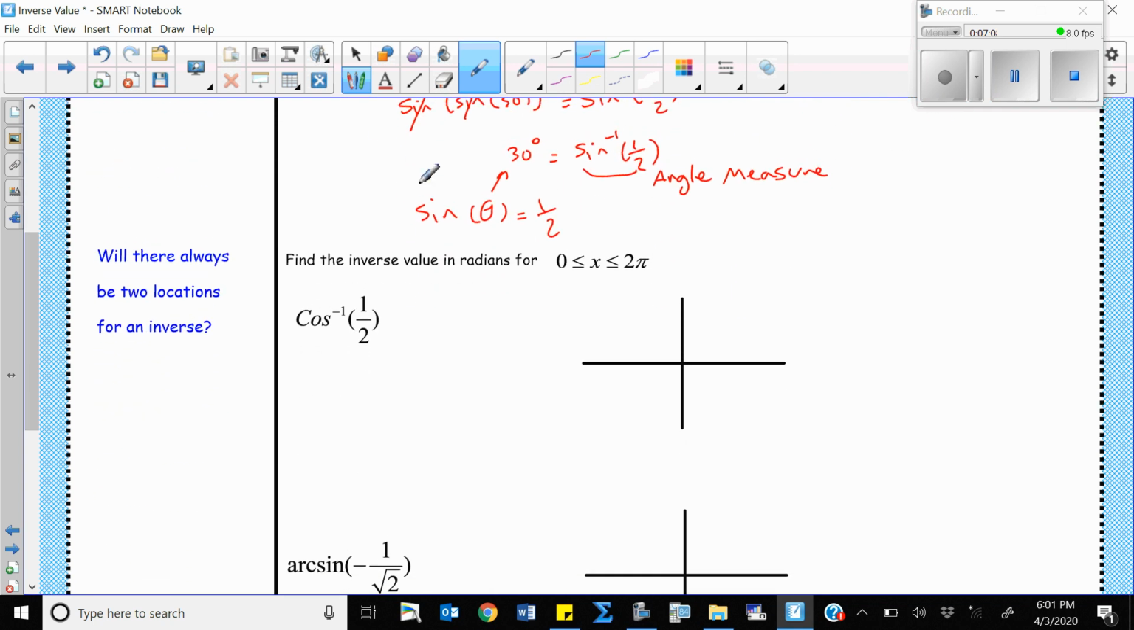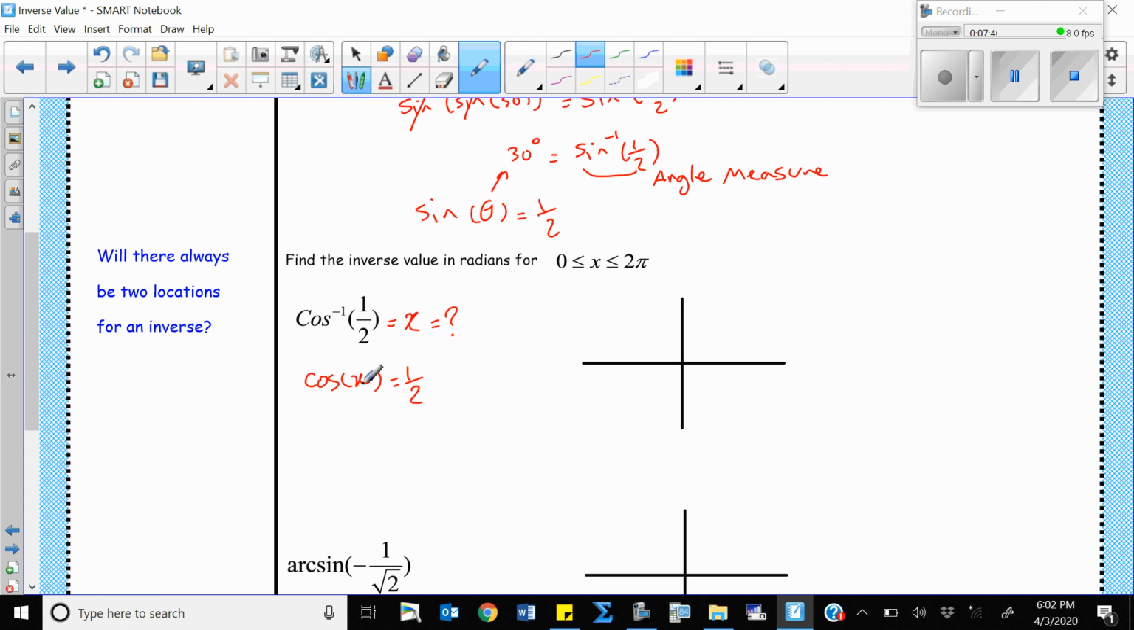Okay, so let's do an example here. We want to find the inverse value of cosine -1 of 1/2 for x between 0 and 2 pi. That means the angle that we are looking for should be between 0 and 2 pi. So let's start here. Cosine -1 of 1/2. That means there is an angle, let's call that x, that cosine of this x is equal to 1/2. So we're looking for this angle. What is this x equal to?